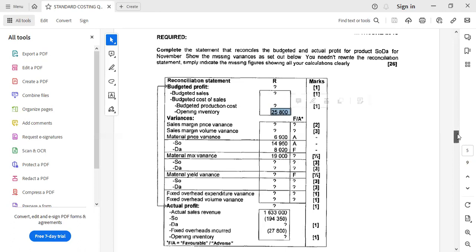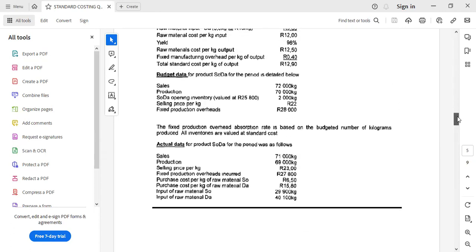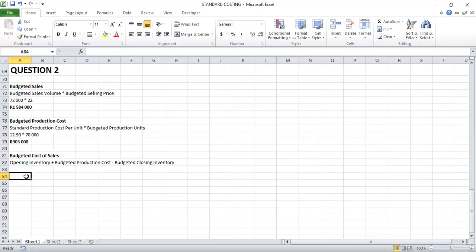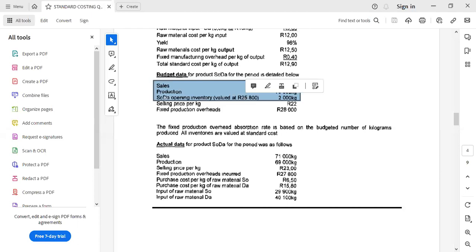Then we have to determine our closing inventory. This is our budget. So let's determine our closing inventory units. We know that closing inventory, whether you're using actuals or budgeted, is equal to opening inventory plus production minus sales. That is in units. We're not saying in value, in units. We know that our opening inventory here we're given is 2,000. Our production is 70 and our sales is 72.